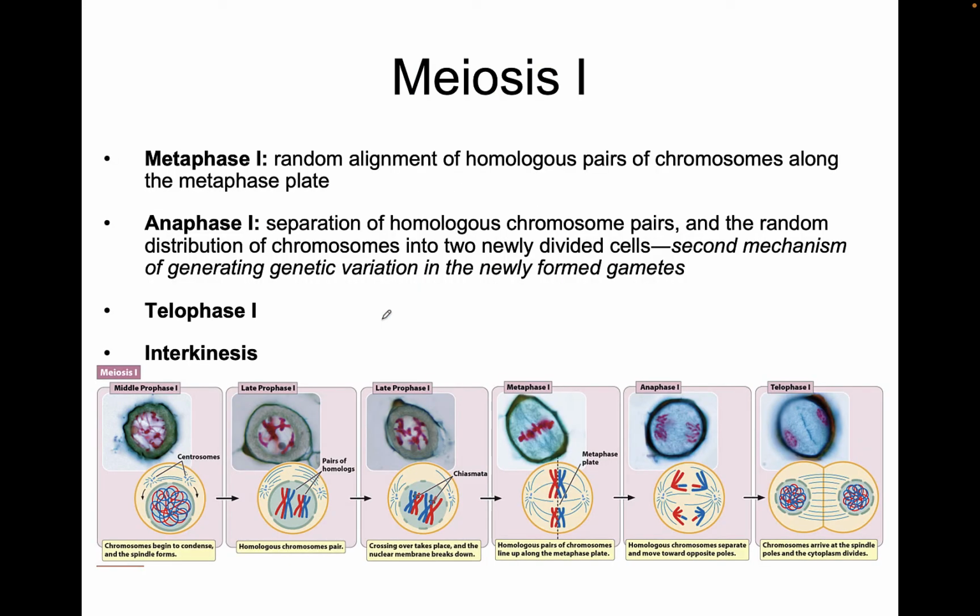So in metaphase 1, you have the random alignment of homologous pairs of chromosomes along the metaphase plate, or the middle of the cell. It is initiated when the homologous pairs align themselves. Anaphase 1 is marked by the separation of the homologous chromosomes and the random distribution of chromosomes into 2 newly divided cells. This is the second mechanism of generating genetic variation in newly formed gametes, because how they line up at the plate can produce a different variation. Then we have telophase 1. This is where the chromosomes arrive at the spindle poles and the cytoplasm divides.